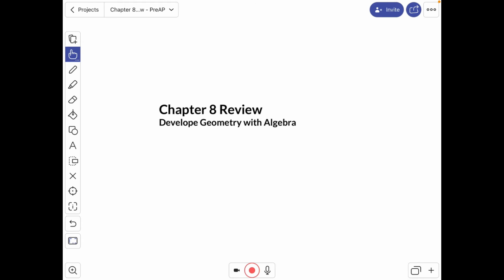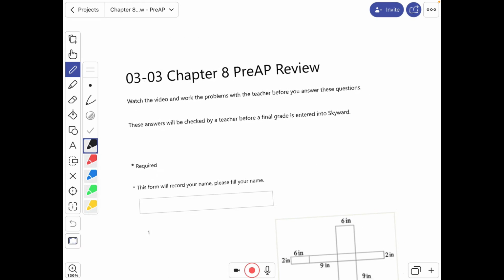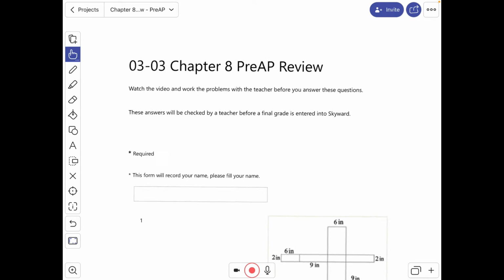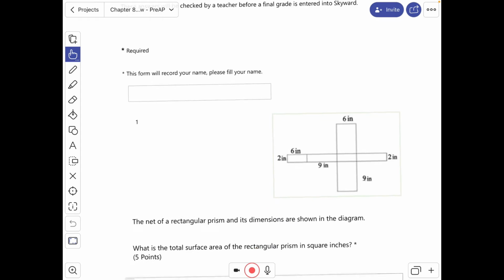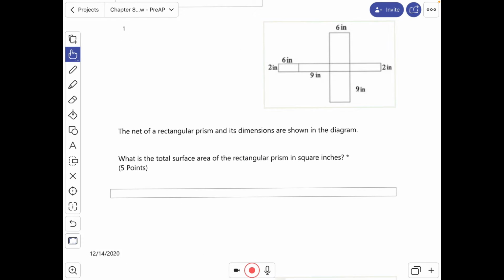Today we're covering the Chapter 8 review, Develop Geometry with Algebra. The first question has a picture of a net drawing. It says the net of a rectangular prism and its dimensions are shown in the diagram. What is the total surface area of the rectangular prism in square inches?